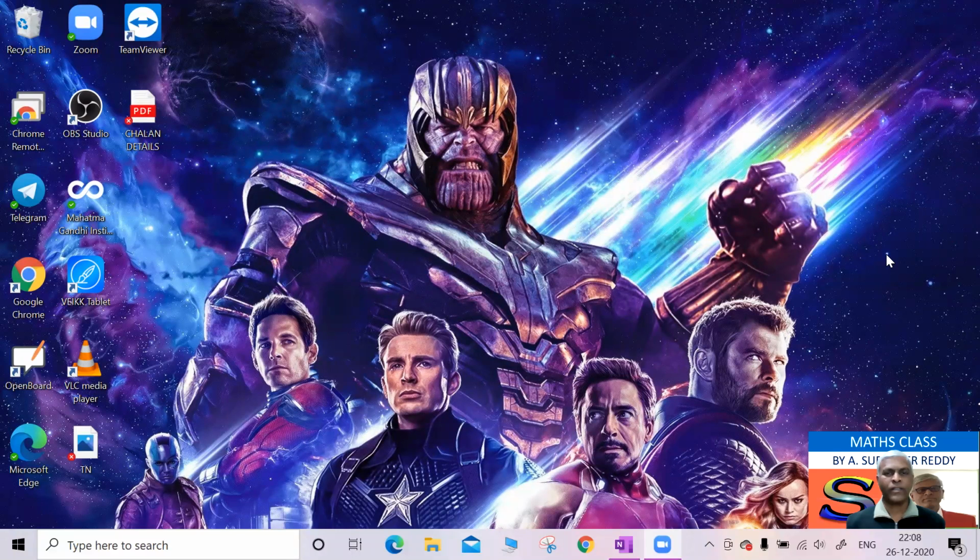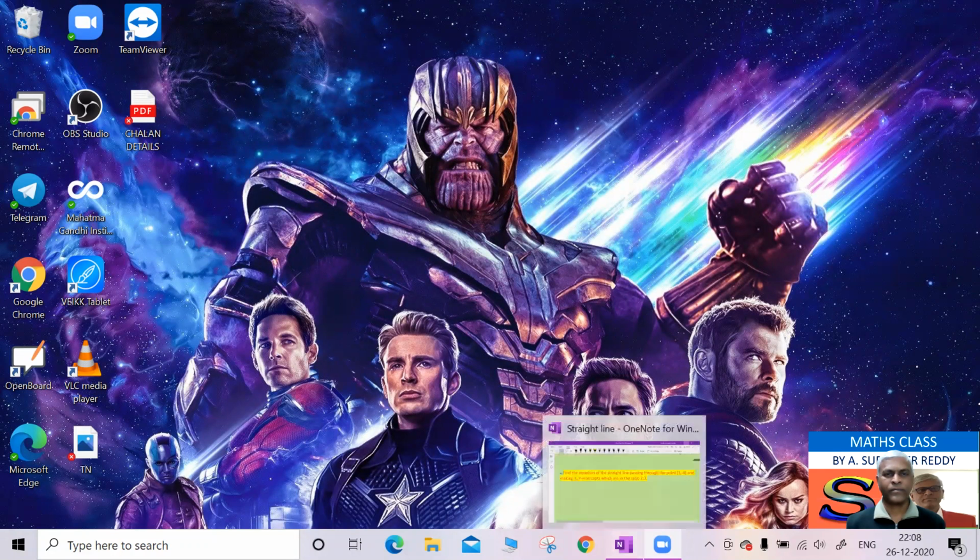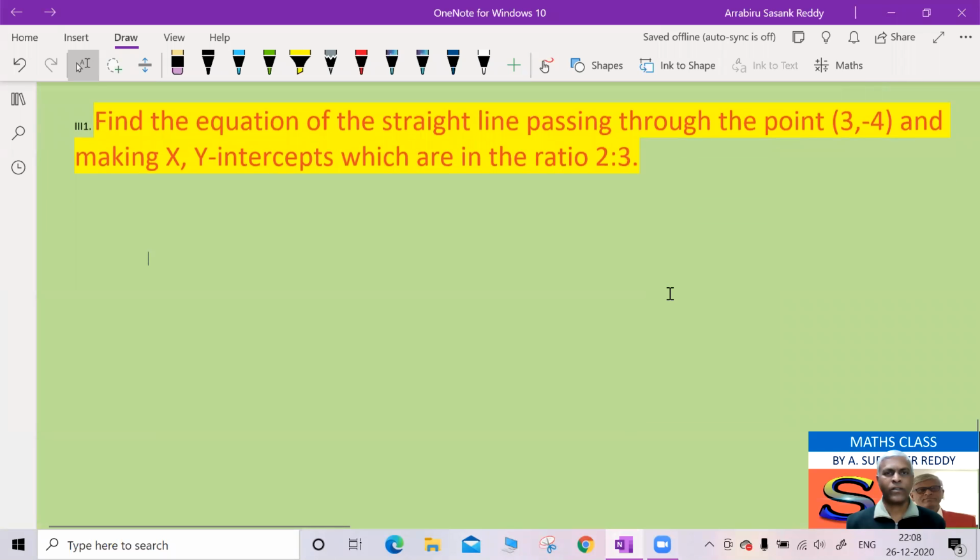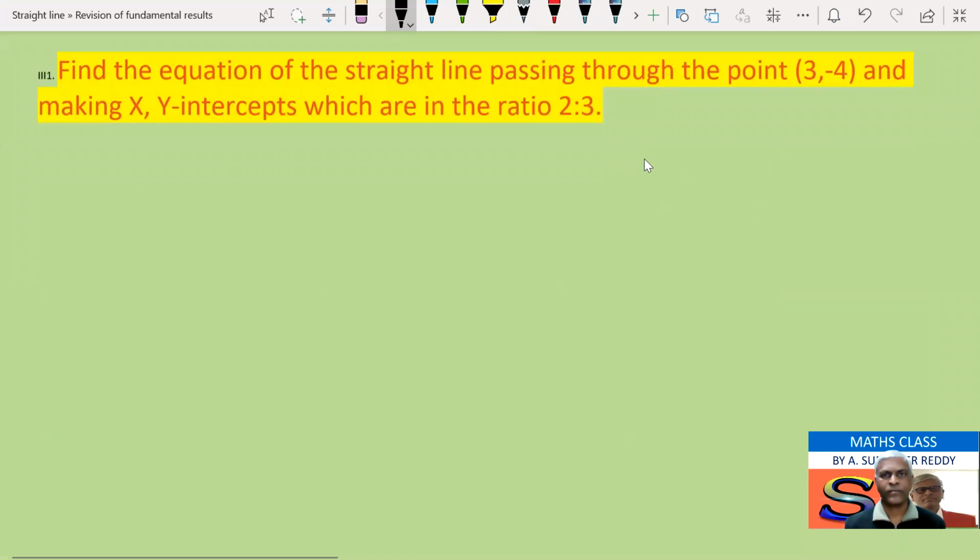In continuation with the last class, let us solve some more problems from the textbook exercise 3A, Roman number 3. Find the equation of the straight line passing through the point (3, -4) and making x and y intercepts which are in the ratio 2:3.